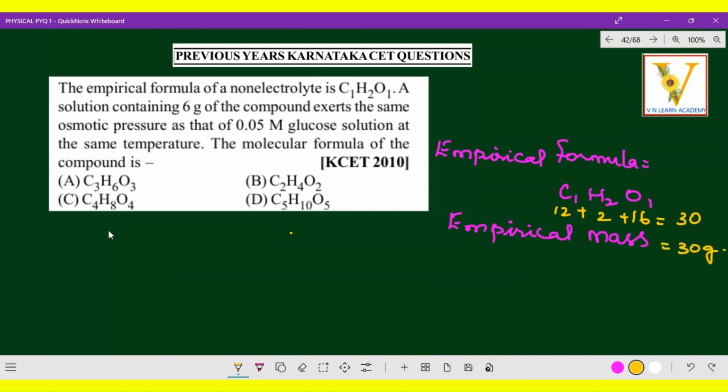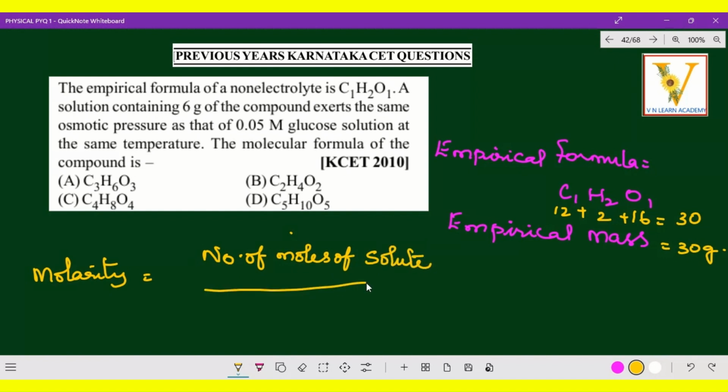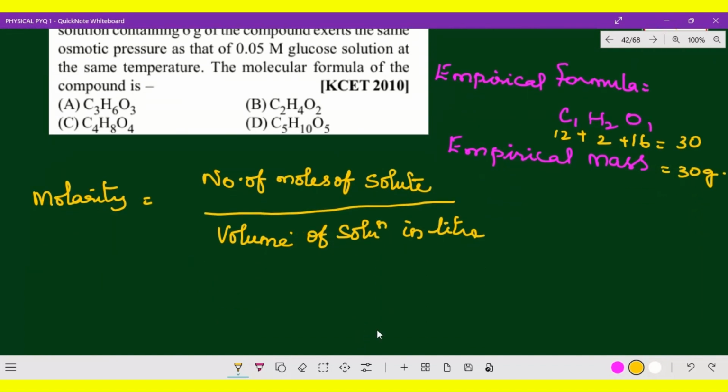Okay, now here we have to check what are the other data provided. Molarity they have provided, given mass they have provided. So molarity is equal to number of moles of solute divided by volume of solution in liter, right? Okay, so here now we have to identify molecular mass, then only we can identify molecular formula.